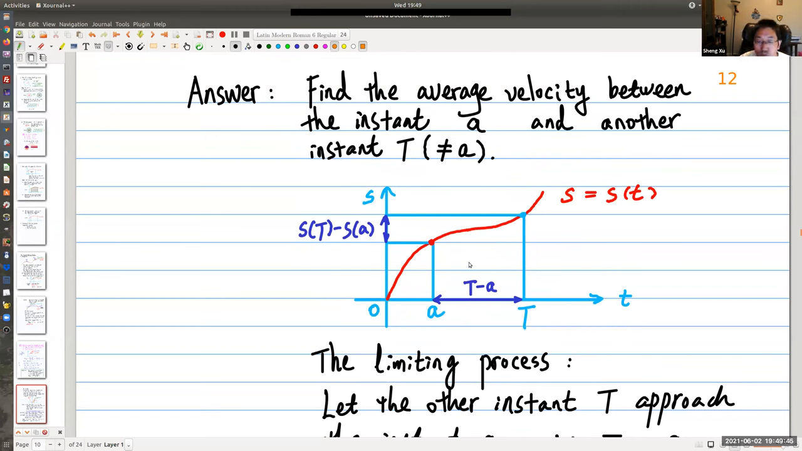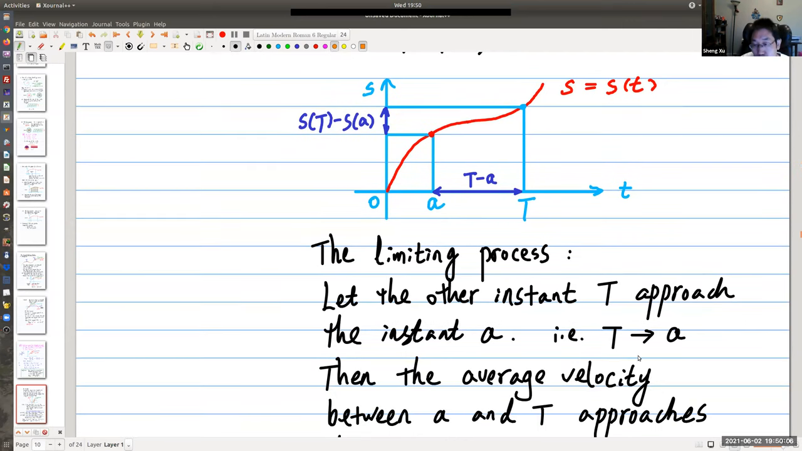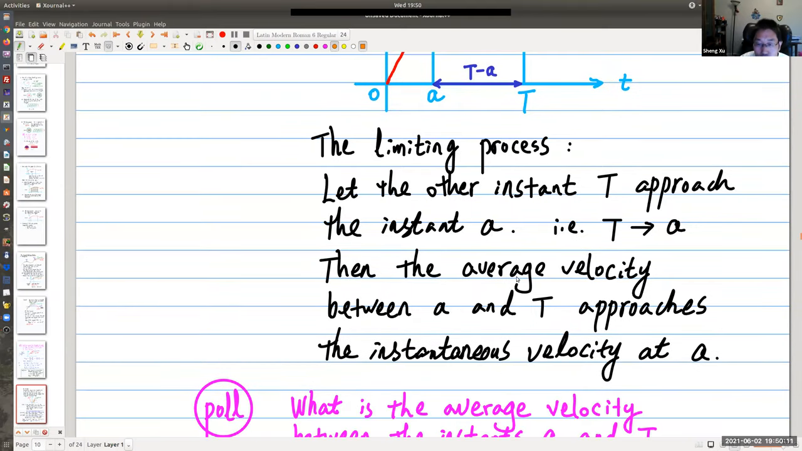Now, in order to find the instantaneous velocity, the velocity at that particular instant a, what I can do here is apply the limiting process. I'm going to let that other instant, capital T, approach the instant a. Then we regard the average velocity between a and capital T as approaching the instantaneous velocity at a when capital T approaches a. Does that make sense to you?